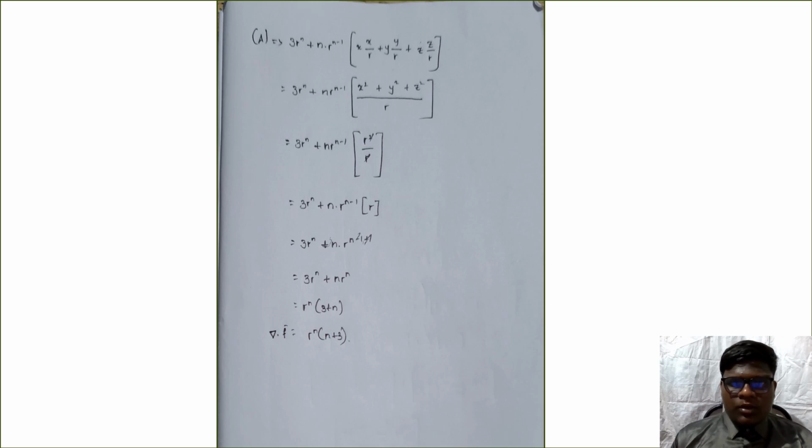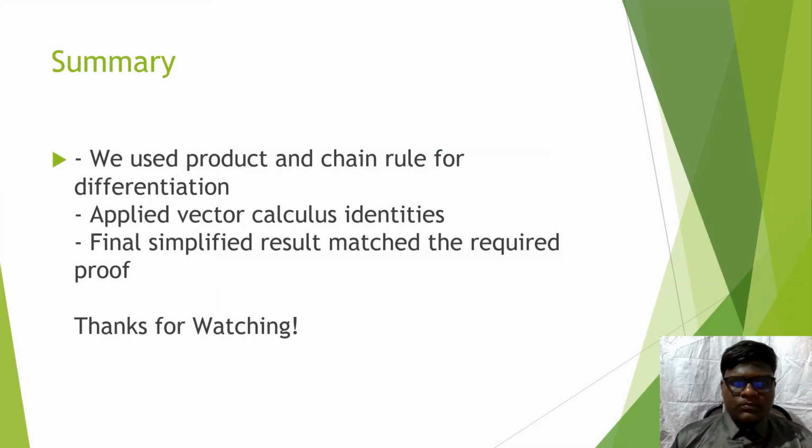Here r has power 1, so we get r power n minus 1 plus 1; minus 1 plus 1 cancel. We get 3r power n plus n into r power n. Taking r power n common, we get 3 plus n. Hence verified: del dot f bar is equal to r power n into n plus 3.